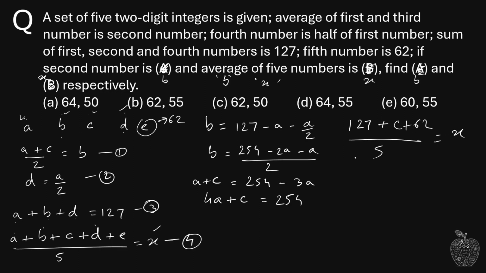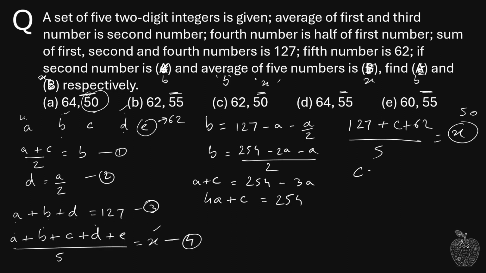Alright, now this is the point where we have to start using the trial and error method and start assuming the values. Luckily for X we only have to assume 2 values, which are 50 and 55. There are only 2 values that we have to assume. So let's start with 50. Let's say X is 50. So we'll get the value of C here.